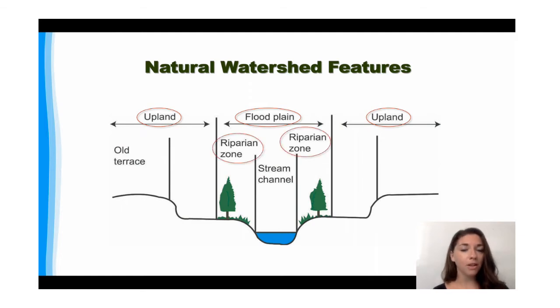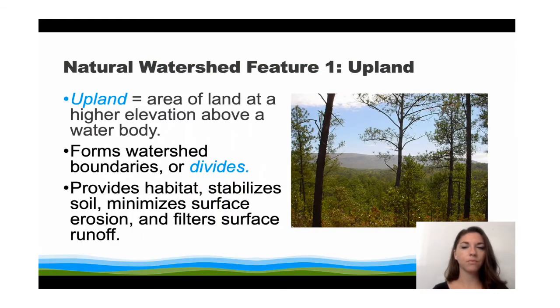We also have riparian zones, which we'll talk about more, but that's the area right next to the water body that's often vegetated and serves a variety of really important ecological functions. And of course, we have our stream channel, which is a little lower in the overall scheme of things, but kind of our focus here when we're talking about these different zones. I mentioned the upland area and those higher elevation areas that form those boundaries or divides. They also provide important habitat and act as a stabilizer for the soils in those headwaters, minimizing the surface erosion and filtering some surface runoff.